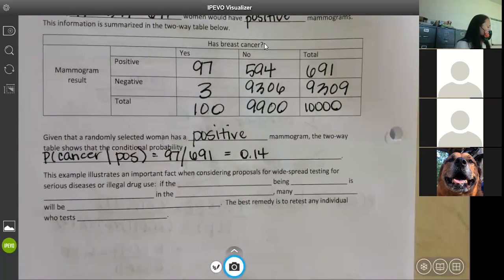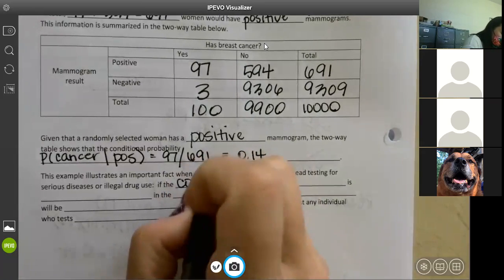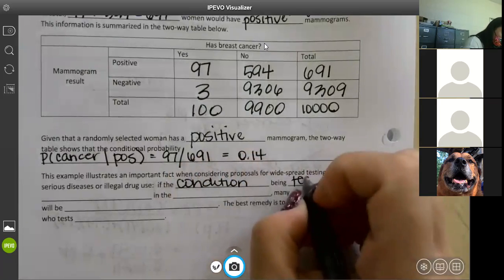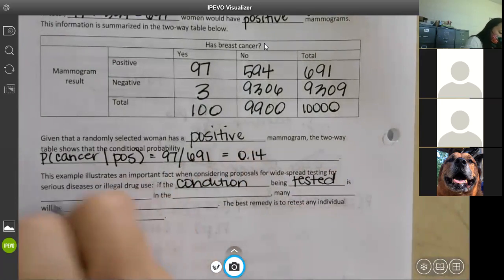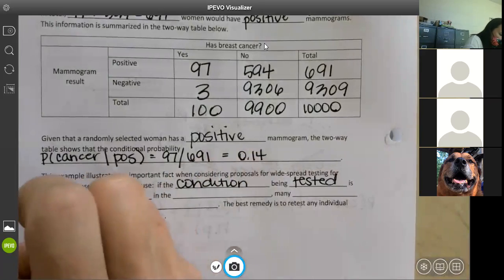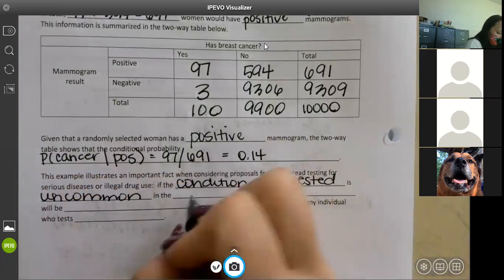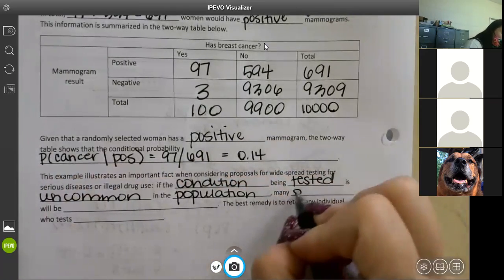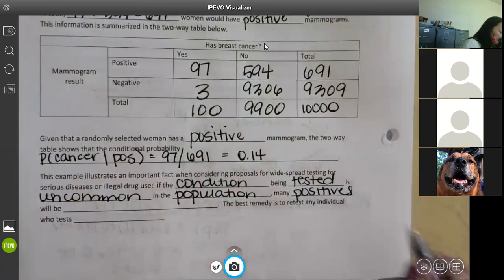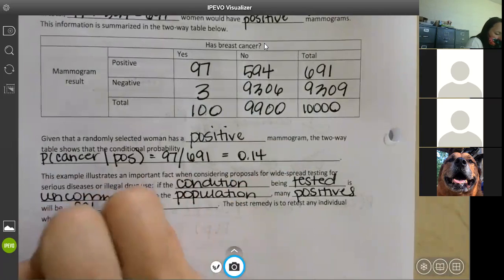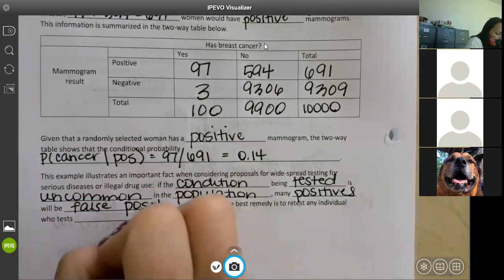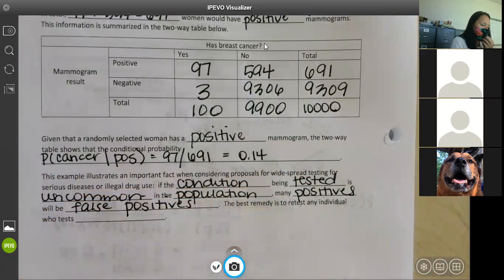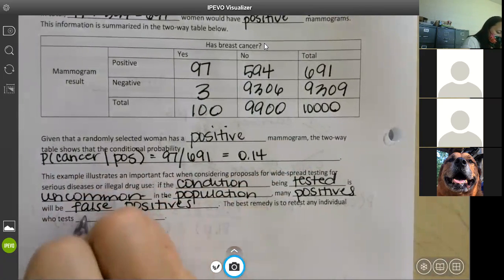This example illustrates an important fact when considering proposals for widespread testing for serious diseases or illegal drug use. If the condition being tested is uncommon in the population, many positives will be false positives. The best remedy is to retest any individual who tests positive.